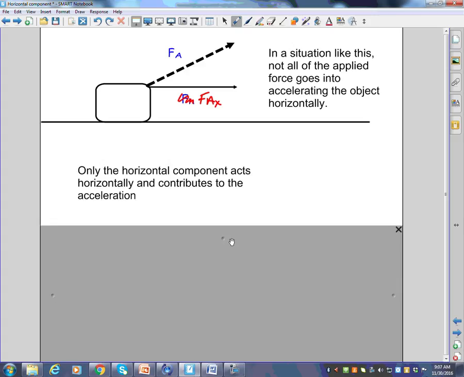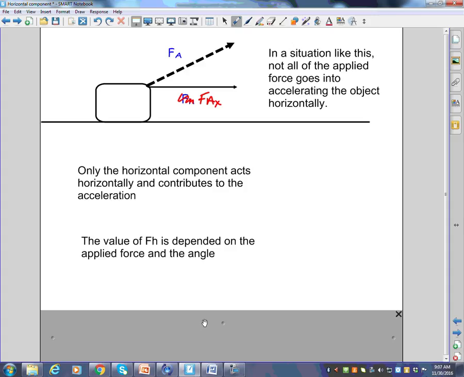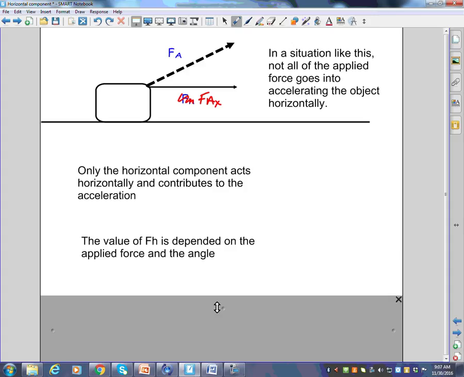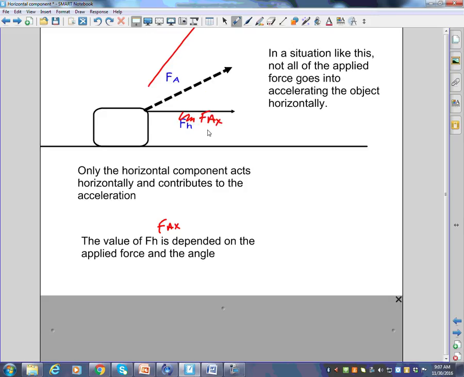Only the horizontal component acts horizontally and contributes to its acceleration. Right? This is a good lead-in for grade 12 projectiles, unit 2. The value of the FAX, or the FH, is dependent upon the applied force and the angle. Because if this angle is more like this, then what happens to, oh, I got to move it all down here, don't I? If it's steeper like this, what happens to the amount of the FAX? Well, it's shorter, isn't it?